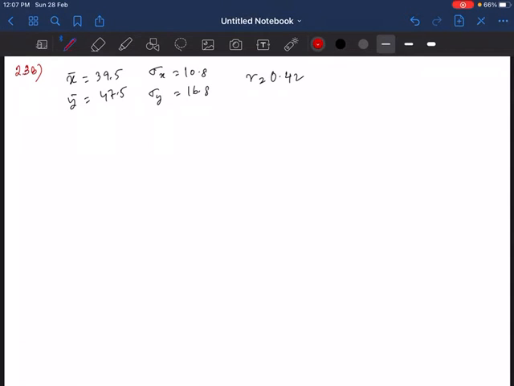So first, we know the alternative method. The alternative method was: y minus y bar is equal to byx times (x minus x bar), or x minus x bar is equal to bxy times (y minus y bar). These are the two equations. So first thing, we need to know the values of the regression coefficients. So what is the value of byx?